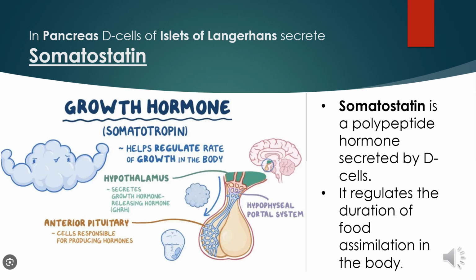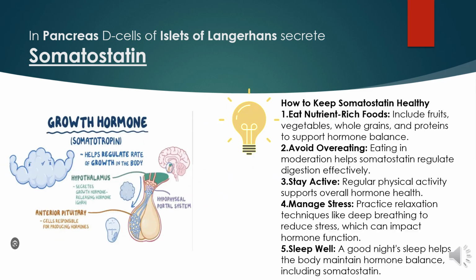In pancreas, D cells of islets of Langerhans secrete somatostatin. Somatostatin is a polypeptide hormone secreted by D cells. It regulates the duration of food assimilation in the body. How to keep somatostatin healthy: eat nutrient-rich foods.